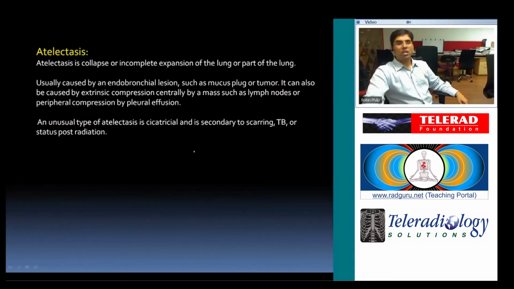Then next, the atelectasis. Atelectasis is nothing but a collapse or incomplete expansion of a lung or a part of the lung, usually caused by an endobronchial lesion, some obstruction such as a mucus plug in these asthmatic patients, or a tumor, or sometimes extensive compression, as in the case of lymph nodes sitting in the hilar region compressing on the bronchi and causing atelectasis. And more commonly what we see is large effusions. These will compress the adjacent lung, so we call it compressive atelectasis. And the unusual type is chronic atelectasis, cicatricial atelectasis, secondary to scarring, TB, or post-radiation.